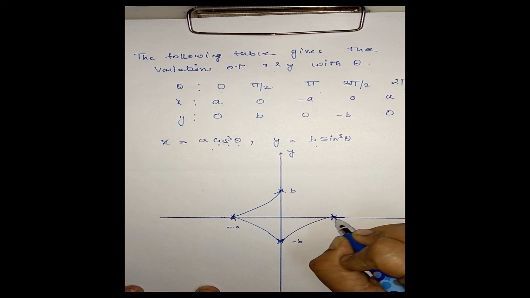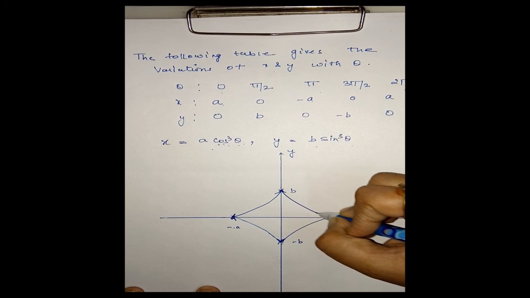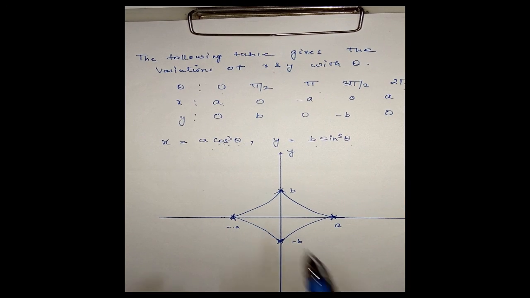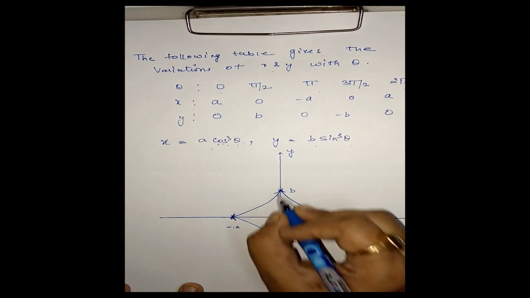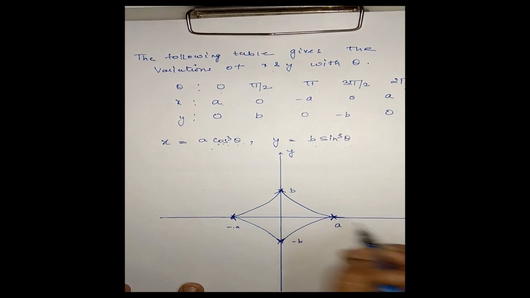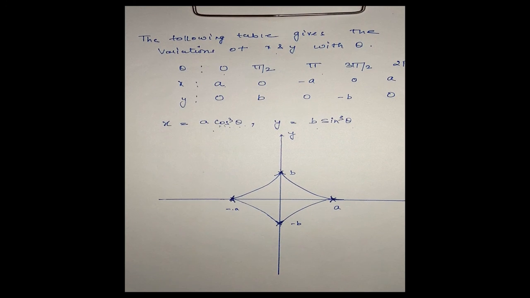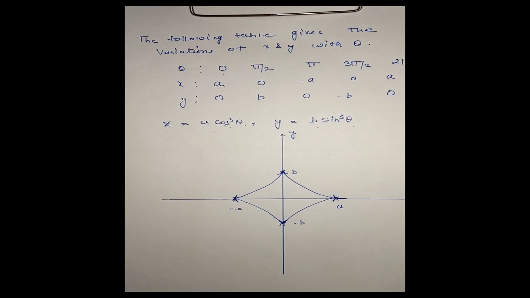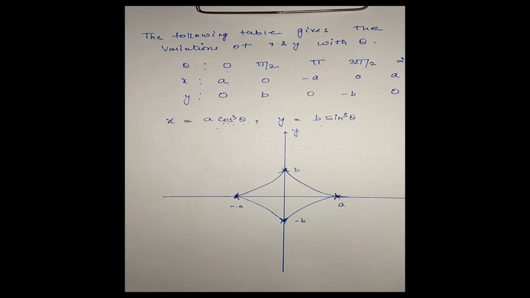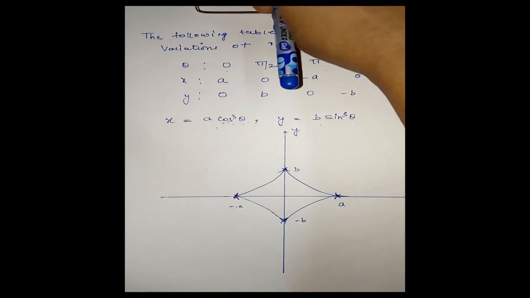This is the shape of the curve. And at these 2 points the tangent is the y-axis, at these 2 points the tangent is the x-axis. This is how we have to draw the graph or trace the curve of the given equation. Now consider the next example. This is the example of the asteroid. Now let us consider the next example.